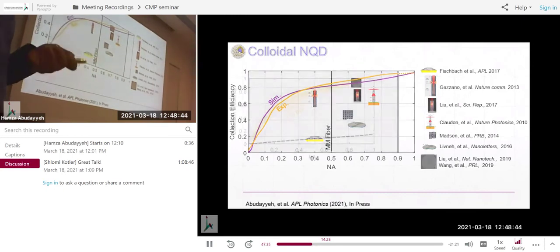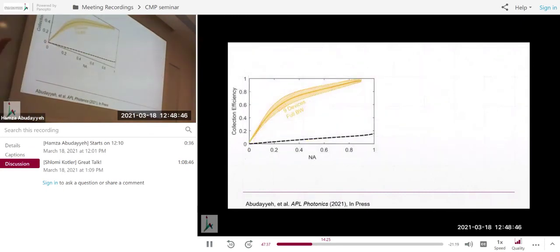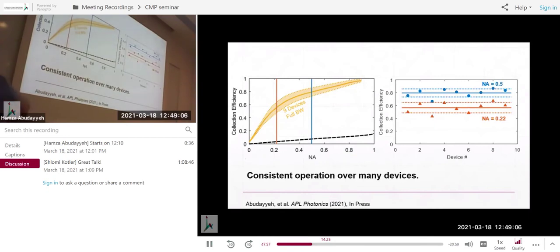Just so that you don't think that this is a hero experiment, I'm showing you here 9 devices in which we measured single photons, single quantum dots. And you can see that it's quite consistent. This is compared to what a quantum dot would look like on glass. So this black dashed line here is how it looks on glass. Okay. And of course, if we cut at some length, this is just showing you the different collection efficiencies from the different devices at some specific NAs. Just to show you that this is really consistent over many, many devices.